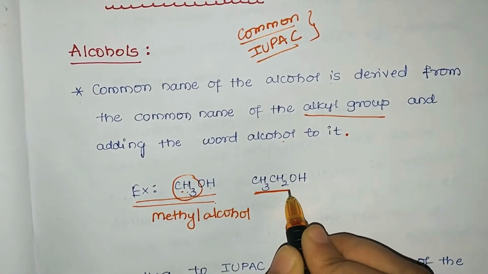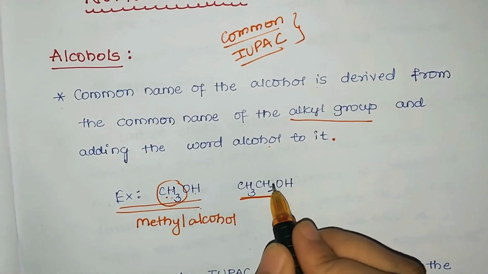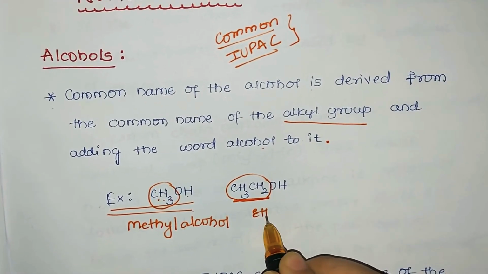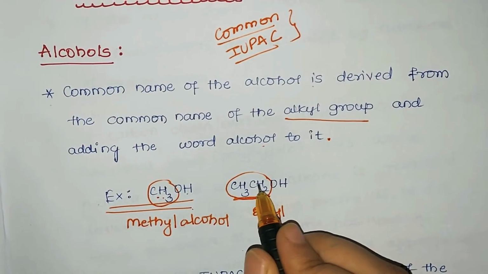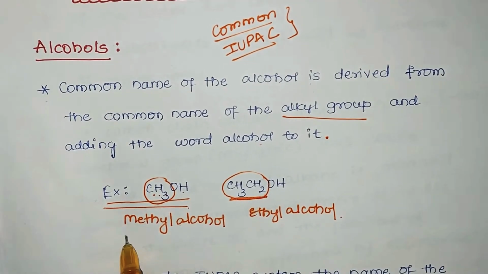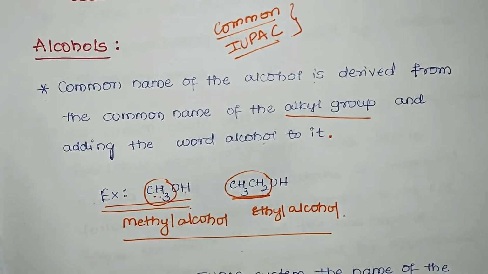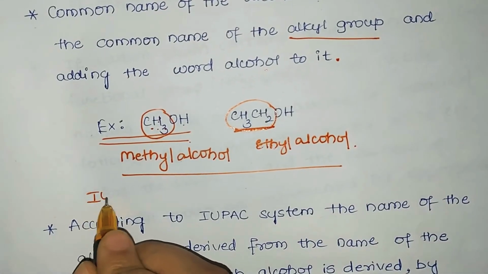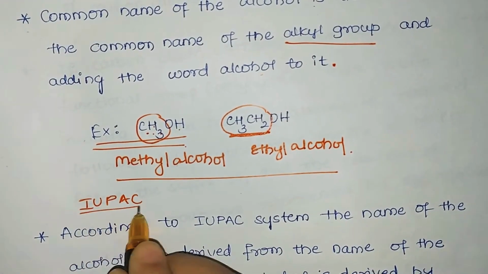Similarly, CH3CH2: when there are two carbon atoms, it is eth, so it becomes an ethyl group. When OH is attached to the ethyl group, it is nothing but an alcohol. So the name is ethyl alcohol. So these are the common names. Next, let us see the IUPAC names. What are the rules we have to follow?